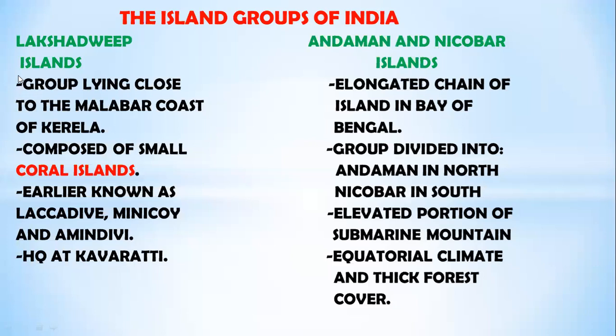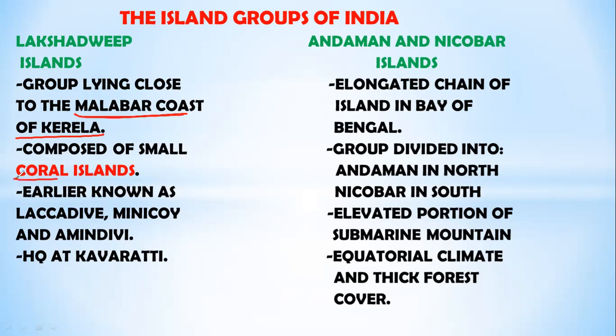Now next comes the island groups of India. There are two main island groups of India, the Andaman and Nicobar Islands in Bay of Bengal and the Lakshadweep group of islands in Arabian Sea. They lie close to the Malabar coast of Kerala. Just now we studied that the portion comprising the state of Kerala is known as the Malabar coast. So it lies close to the Malabar coast of Kerala.